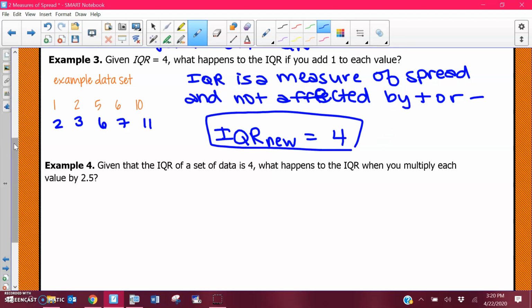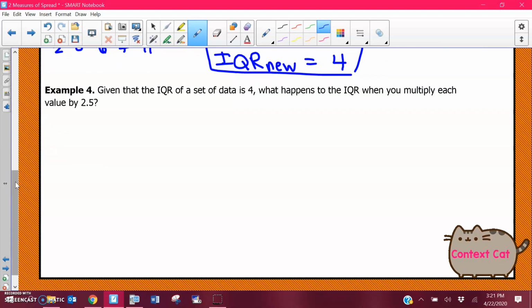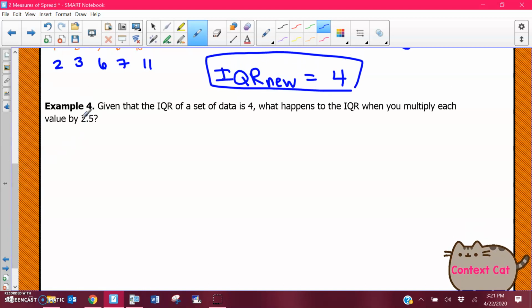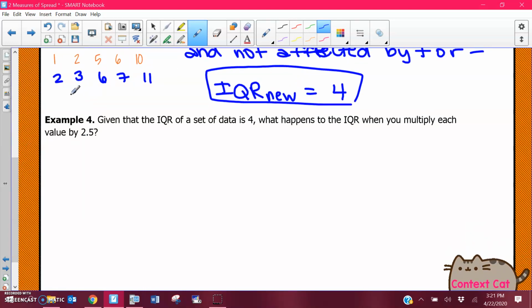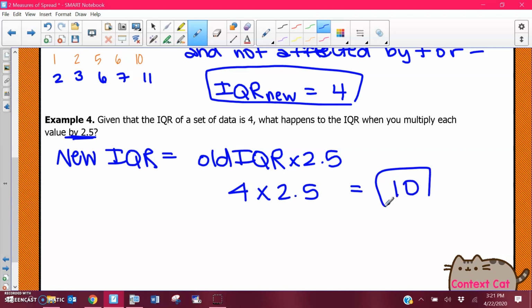Now, the IQR and any measures of spread are affected by multiplication and division, because if I take that same data set and multiply all the values, that is going to change what the range in between is, because now your values are considerably bigger. So in order to find a new IQR, you take your old one and multiply it by whatever your new value is. This one is going to be 2.5. So my old IQR was 4, multiplied by 2.5. So my new range on the inside there is 10.